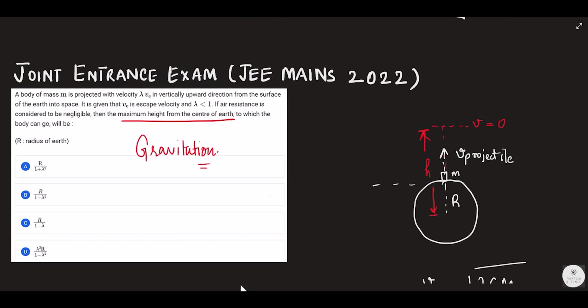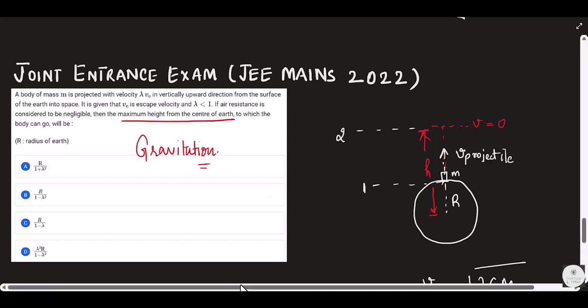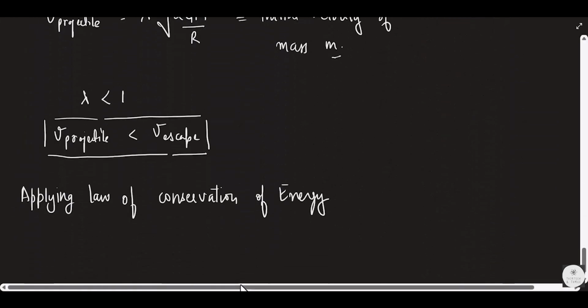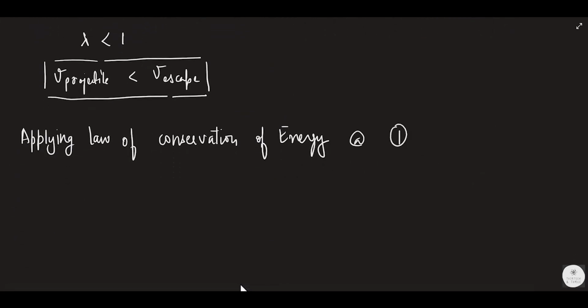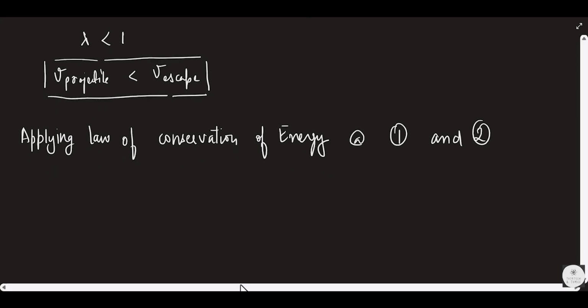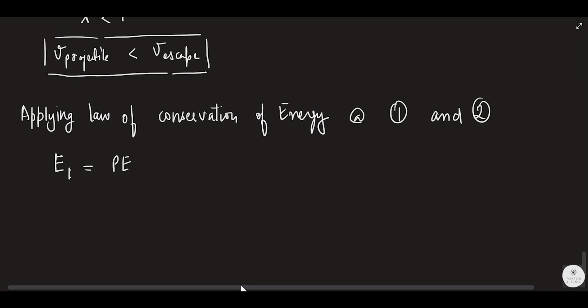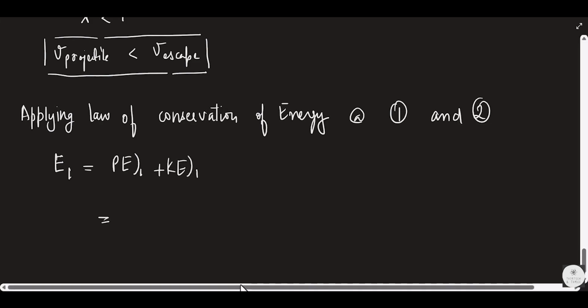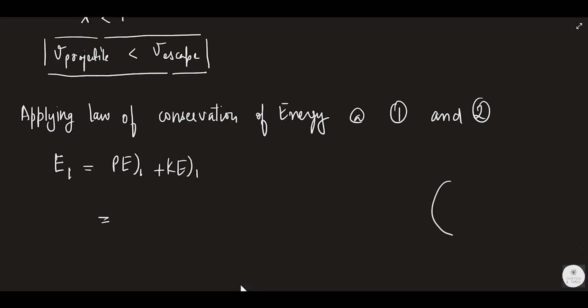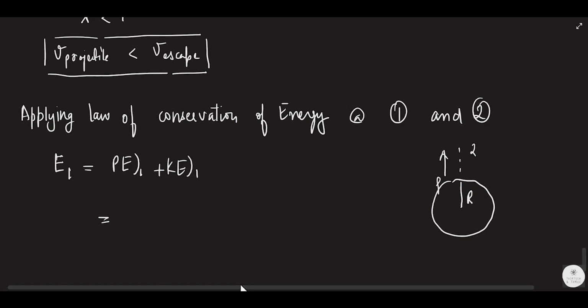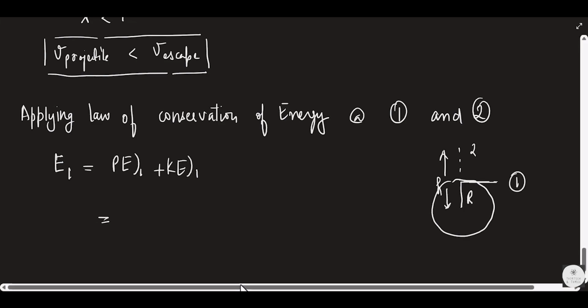Let us say this is our first point and this is our second point. This is the point of the maximum height up to which the small mass m can reach. So applying conservation of energy at 1 and 2. The total energy at first point will be the potential energy at first point and the kinetic energy at first point. Again I'll draw the diagram here. This is my first point at a distance R, this is my second point at a distance H from the center of the earth.